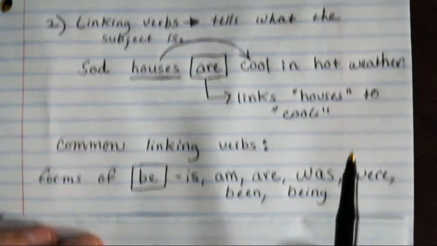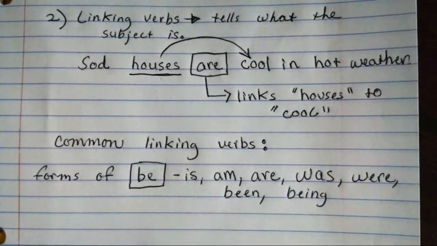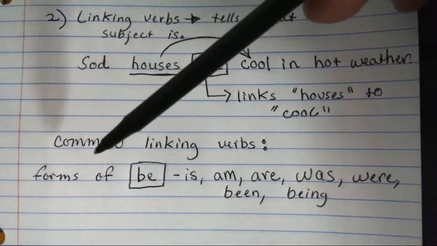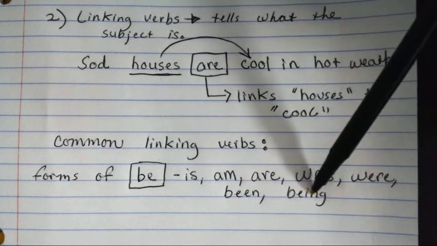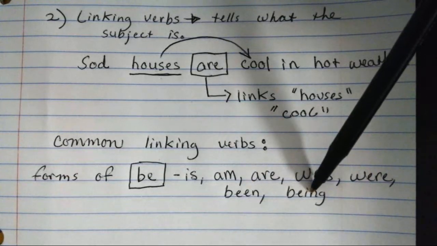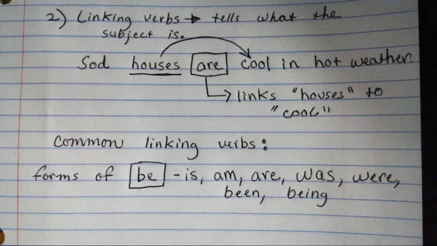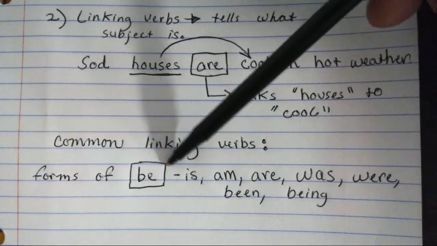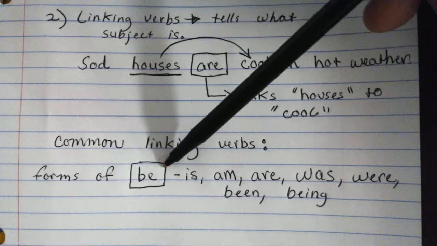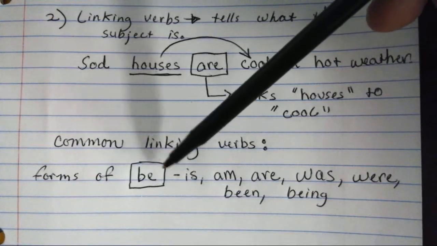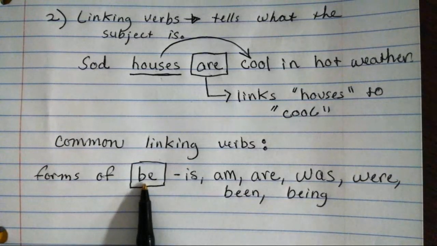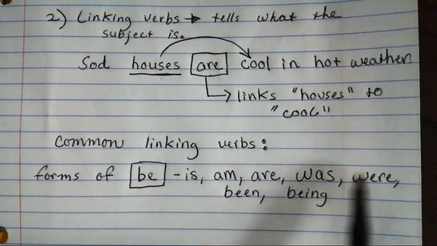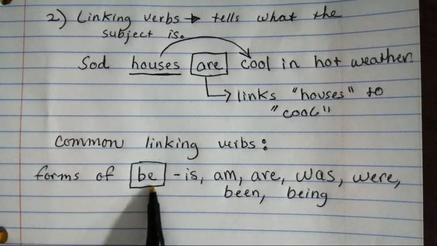So common linking verbs, and you will want to take this down: any kind of forms of be. That's is, am, are, was, were, been, being. There are going to be more common verbs, but I want you to really understand that be is one of the most common. And you might say, well, Mr. Larson, be doesn't sound like is, am, are, was, were, been, being. Well, that's because this is what we call an irregular verb.